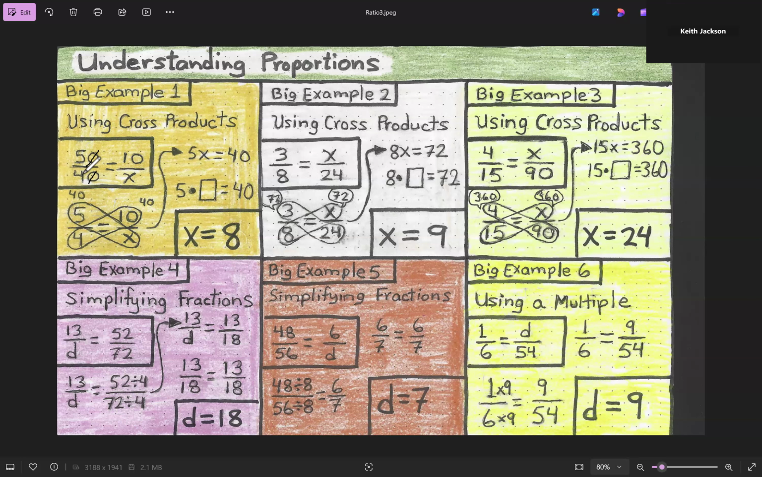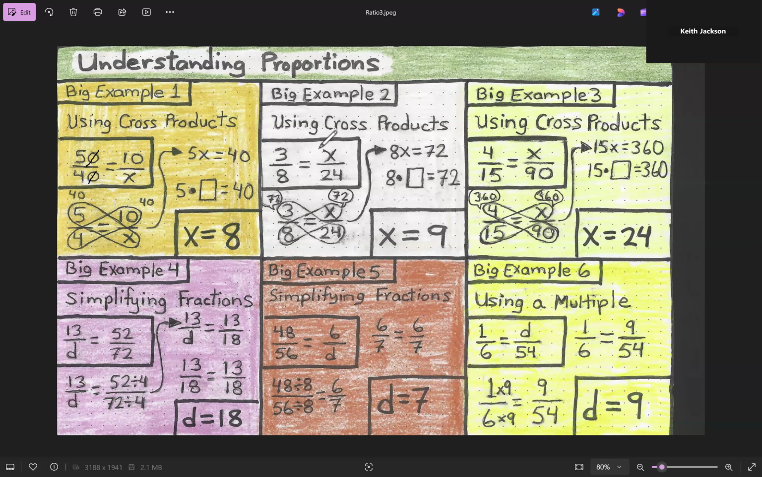And so we know that 50 over 40 is really the same as 5 over 4. And we can set 5 over 4 equal to 10 over a number. Now, when we use cross products, we're just going to multiply 4 times 10. 4 times 10 is equal to 40, which means that 5 times a number has to equal 40 because the equal sign cannot tell a lie. And so what number times 5 will give me 40? That's right, 5 times 8 will give me 40. So that lets us know right here that x is equal to 8. And so now our proportion is 50 over 40 is equal to 10 over 8, which is the same as saying 5 over 4 is also equal to 10 over 8.